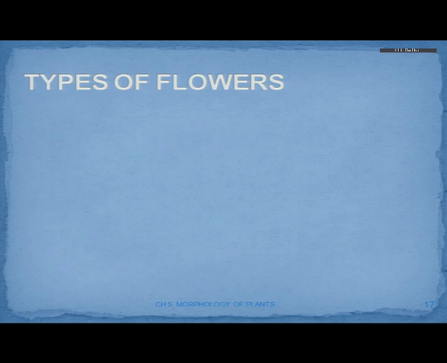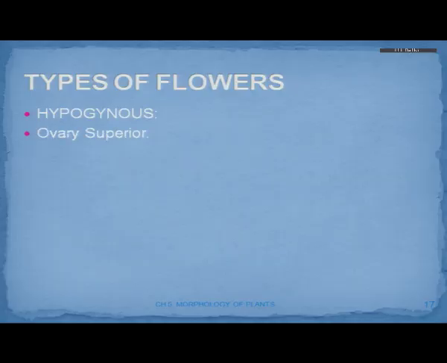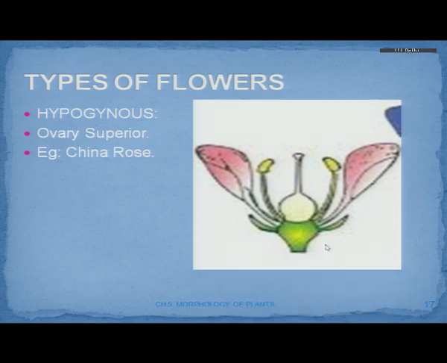Types of flowers based on the location of ovary. Now, it so happens that sometimes the ovary is seated on the thalamus in such a manner that rest of the organs appear to be arising from below the ovary. This makes the ovary superior. I repeat, here see what is happening. The rest of the appendages, the androecium, the petals, they are arising from beneath the ovary, from a level which is lower than the ovary. So, the ovary is superior here.